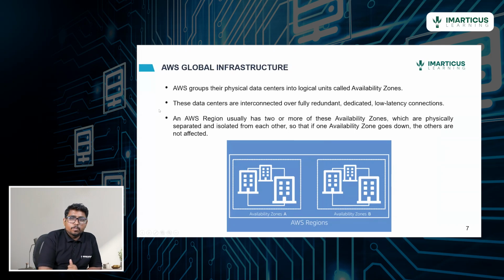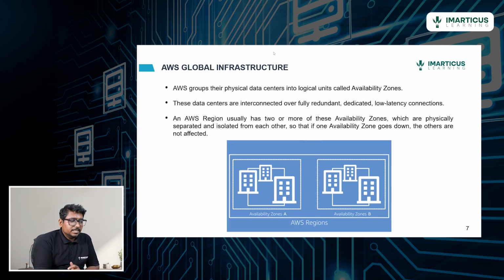So AWS has global infrastructure. AWS groups its physical data centers into logical units called availability zones. A data center is nothing but a location or an office where they have multiple racks, and those racks have hard drives. That is a data center, filled with n number of hardware systems, and these are combined into a logical unit called a zone. Let's consider that in a particular area there are three data centers. Amazon combines all those three data centers into a zone.